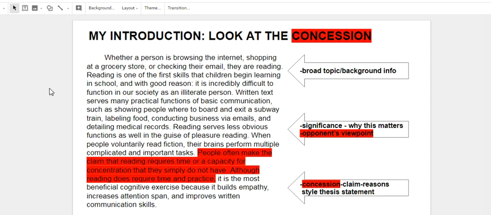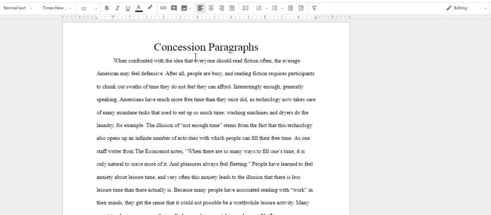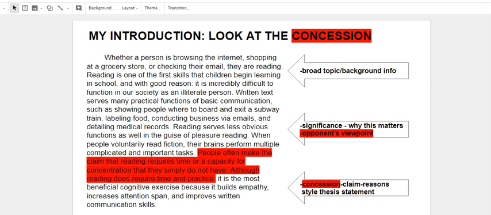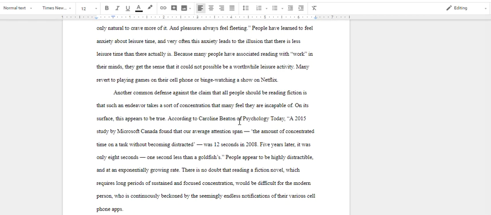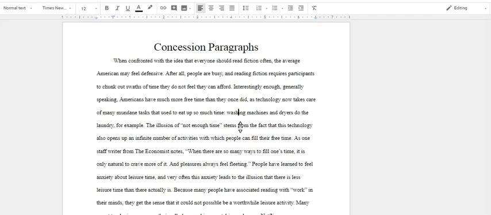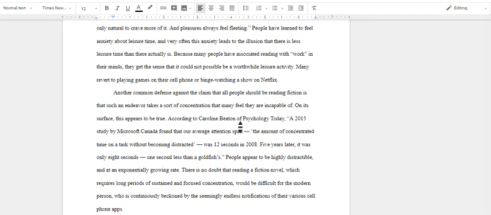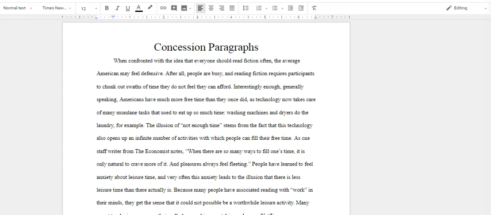All right, first, before we begin highlighting this paper that you just got, which is titled Concession Paragraphs, I want to show you why it is, for me, paragraphs, plural. Why do I have two paragraphs devoted to discussing my opponent's perspective, which is almost a full page of writing? And I'm going to show you why.